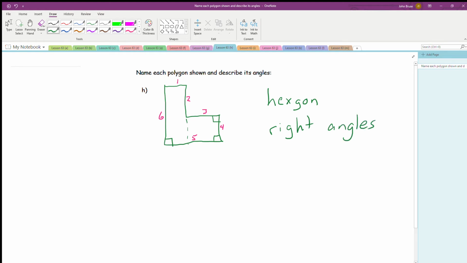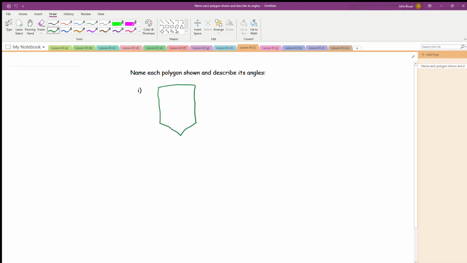All right, let's go ahead and go to J or I. Is this in here? Let me turn my page real quick. This is I. And we're going to start by counting the sides so we can find out what polygon this is. This is 1, 2, 3, 4, 5 sides. So a 5-sided polygon is a pentagon.